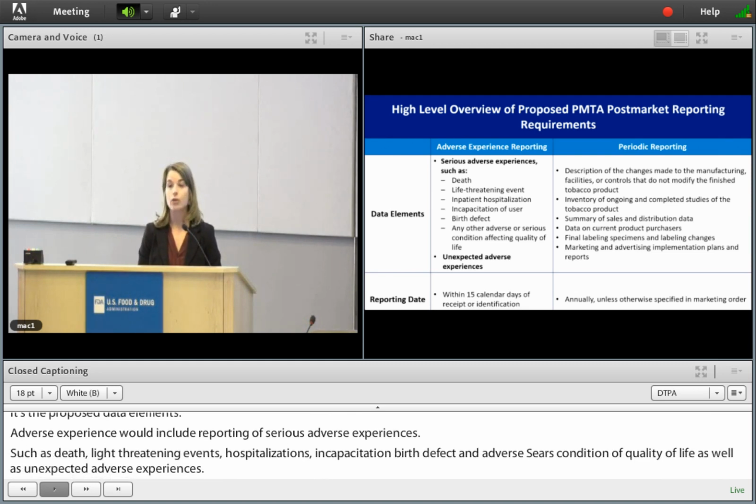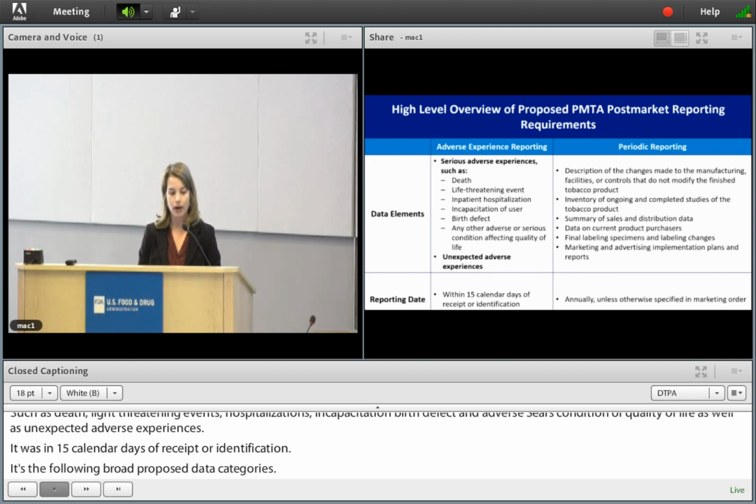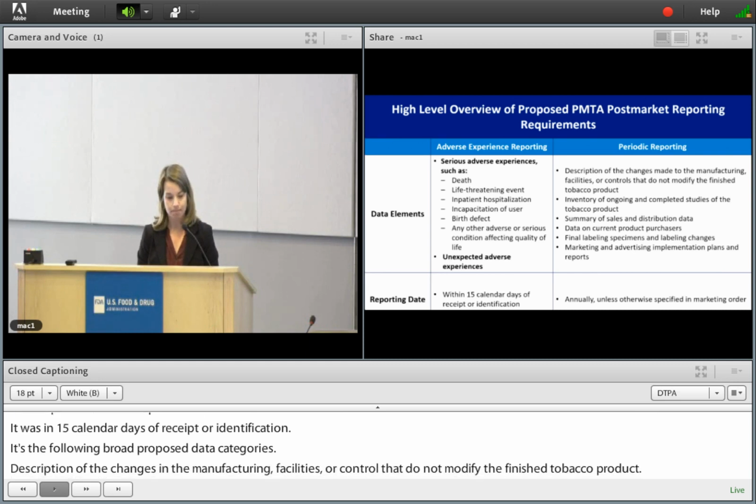Periodic reports include the following broad proposed data categories: a description of the changes made to the manufacturing, facilities, or controls that do not modify the finished tobacco product, inventory of ongoing and completed studies of the tobacco product, a summary of sales and distribution data, data on current product purchasers, final labeling specimens and labeling changes, marketing and advertising implementation plans and reports. These reports will be discussed in more detail in the upcoming slides.